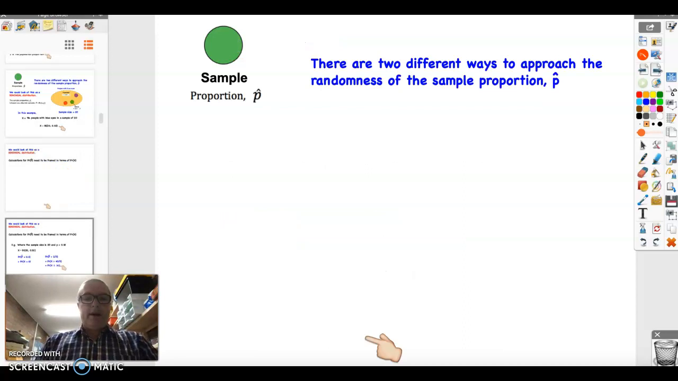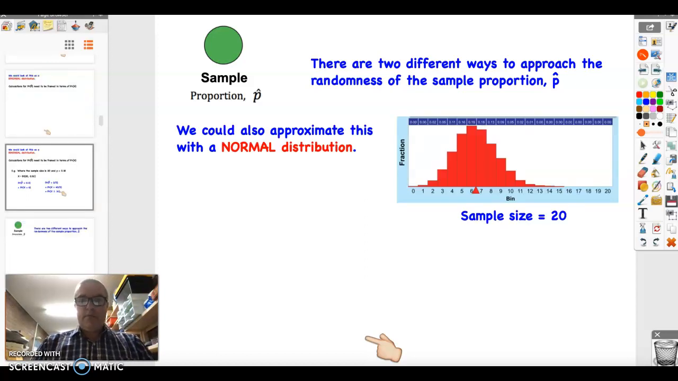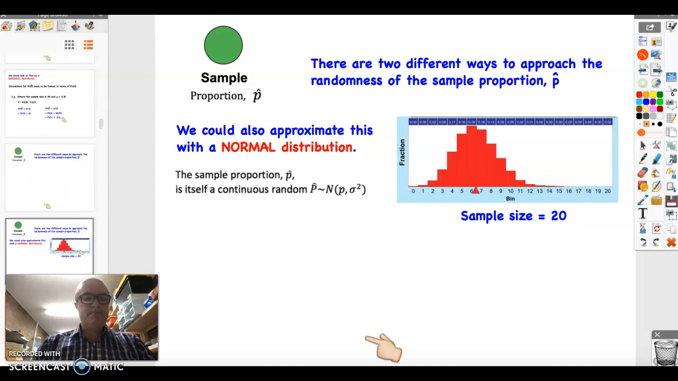Let's look at another way to represent the same randomness, a different model. Because we saw after 5,000 samples our distribution starts to look like the normal distribution, we could use that distribution to approximate the distribution for the sample proportion. So we would say that the sample proportion itself is a continuous random variable, and we're going to call that random variable p hat.